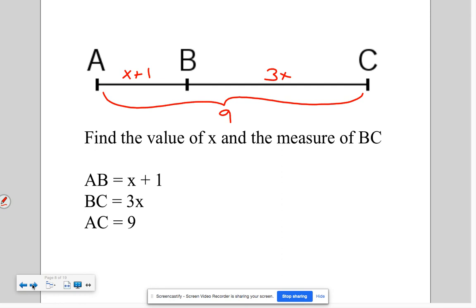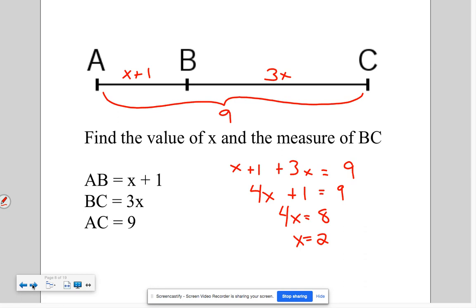So I'm going to go ahead and set this up using segment addition. AB is x plus 1, BC is 3x, so we're going to do x plus 1 plus 3x, equals the total segment length of 9. Now we're just solving an algebraic equation. So combine my like terms, x and 3x is 4x, plus 1 equals 9. Subtract 1 from both sides. 4x equals 8. And then divide both sides by 4. We get x equals 2.